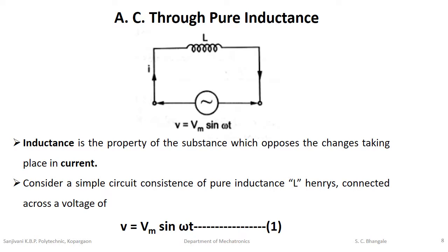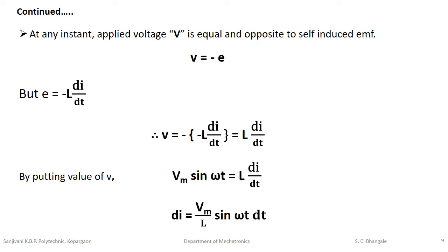To understand the concept of AC through pure inductance, consider the circuit diagram here. Voltage V equals Vm sin omega t is applied across inductor L. Current I flows through this inductor. So consider this simple circuit consisting of pure inductance L henrys connected across a voltage of V equals Vm sin omega t. Let's say this is equation number 1. At any instant, the applied voltage V is equal and opposite to the self-induced EMF, which is nothing but V equals minus E.